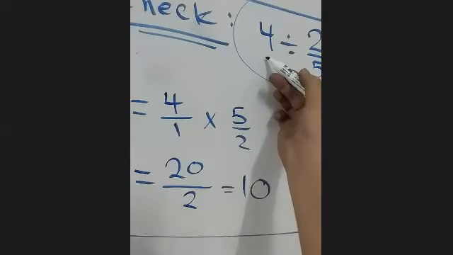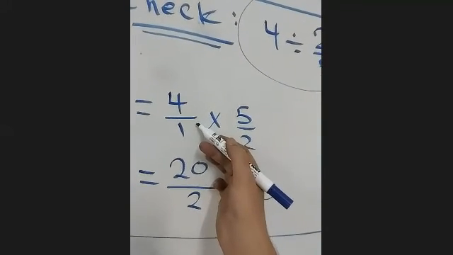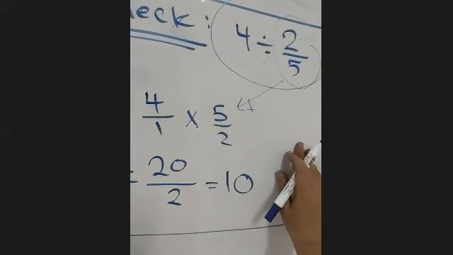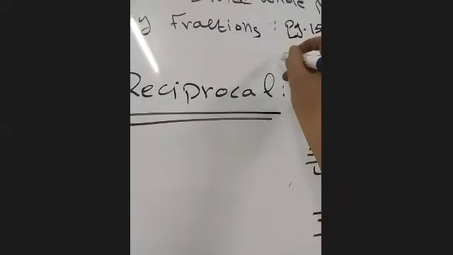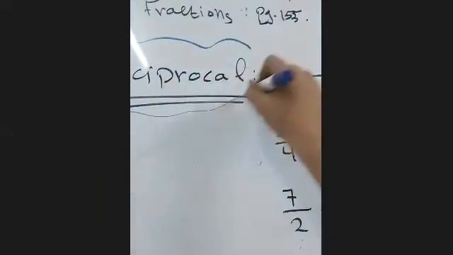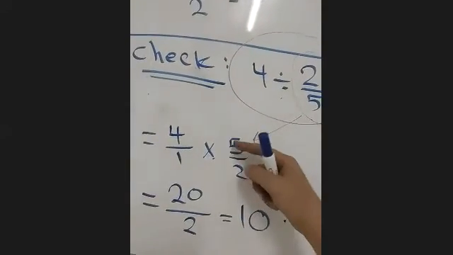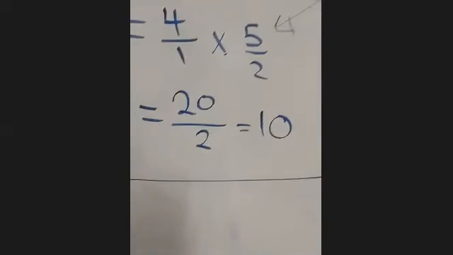So it's a whole number. I make it a fraction. Then the division, I turn it to multiply. Then the second fraction, this one, I put the 2 down and the 5 up. What you said means this word, reciprocal. So here we flip, we call it reciprocal. 2/5, I make it 5/2. Right, Wafi?